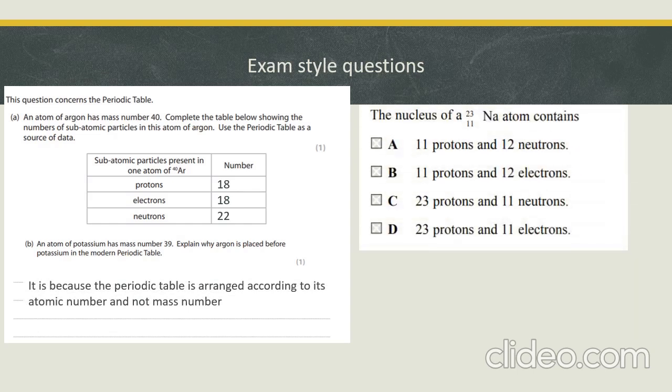Next question. The nucleus of a sodium atom, mass number of 23, atomic number of 11, contains, it's very simple, atomic number is 11, so 11 protons, and 12 neutrons, because 11 plus 12 is 23. So A is the answer.